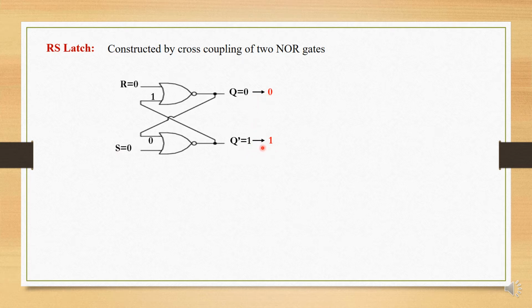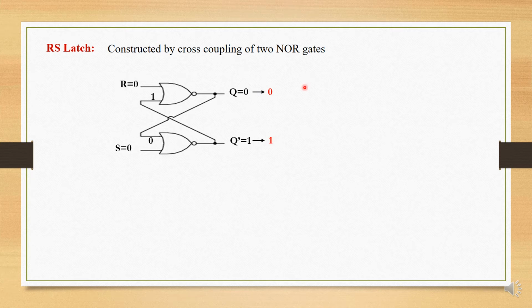So it is the same if we assume the previous state to be Q equal to 1 and Q bar equal to 0. After application of R equal to 0 and S equal to 0, it remains in its same state. So the same thing applies to the other combination also. We have analyzed for Q equal to 0 and Q bar equal to 1 here with inputs R equal to 0 and S equal to 0. So the final conclusion is when both the inputs are 0, the output does not change, it remains in its previous state itself.